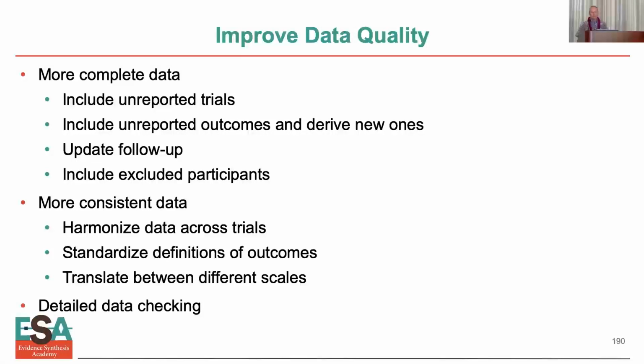Some of the other advantages of individual participant data is you can improve the data quality because, if you have the data from unreported trials or maybe ongoing trials, you can include those. You can include outcomes that were unreported in the literature, and you might even be able to derive new ones if you wanted to. You will typically have updated follow-up, and you'll also be including participants who might have been excluded from analysis in the paper, but could be included now because you have the original data.